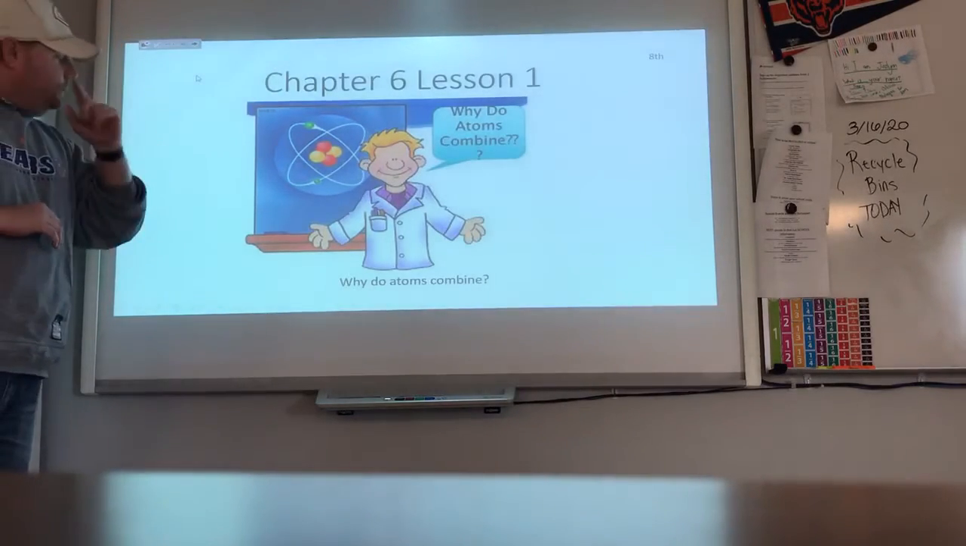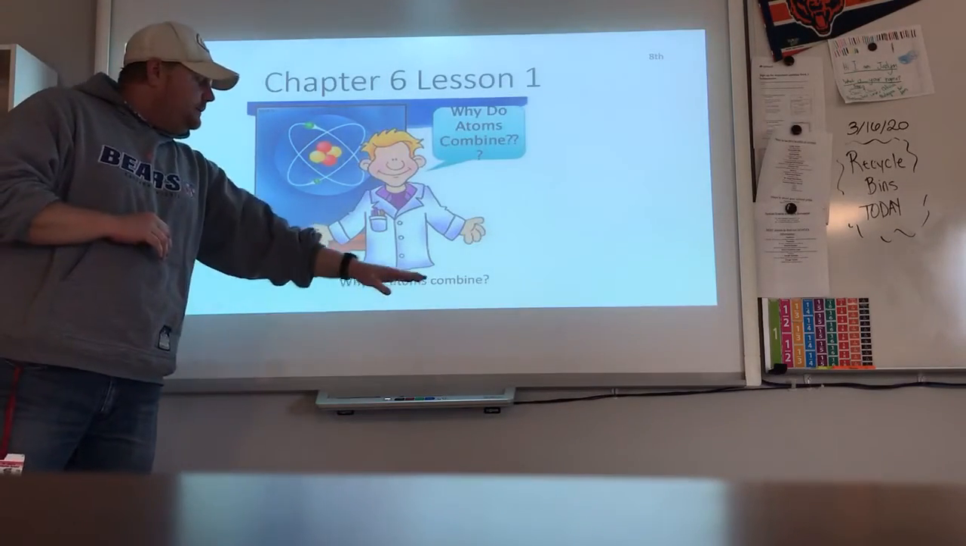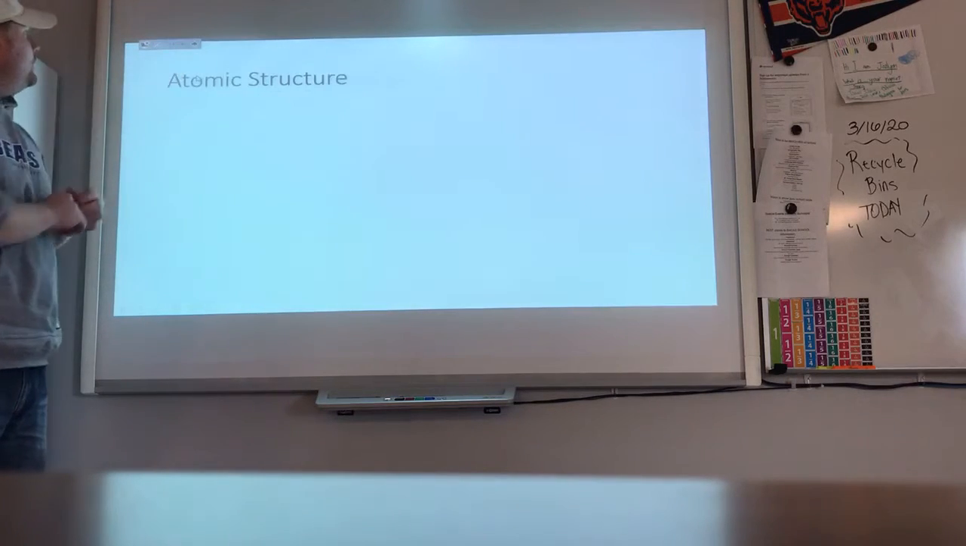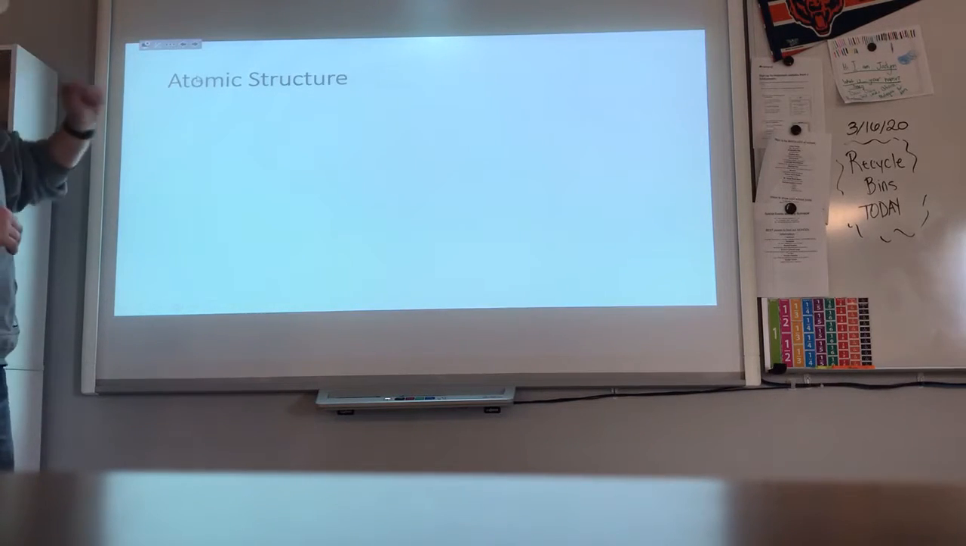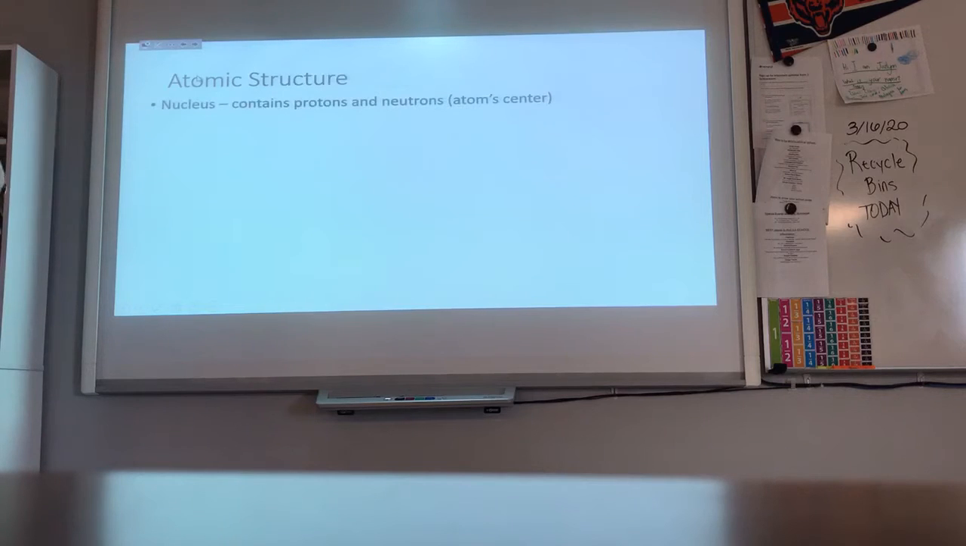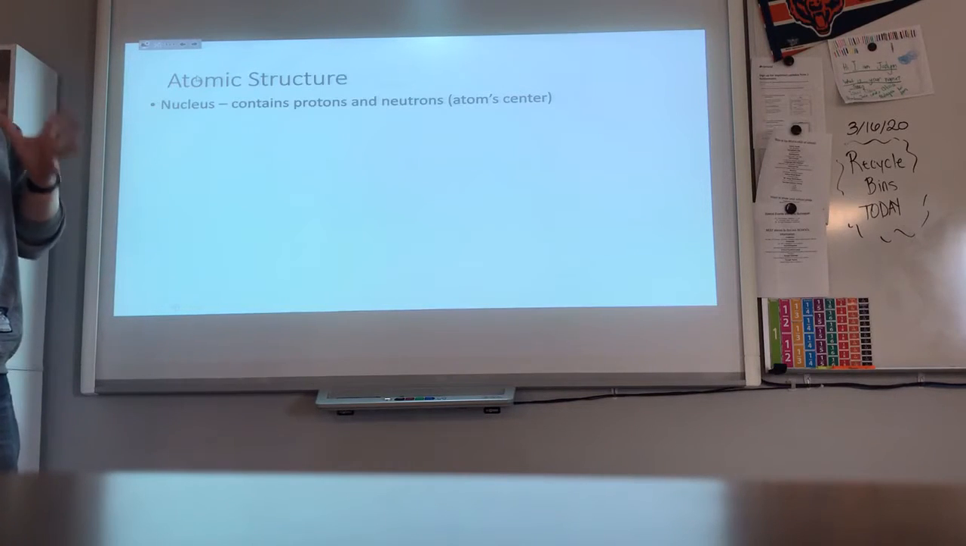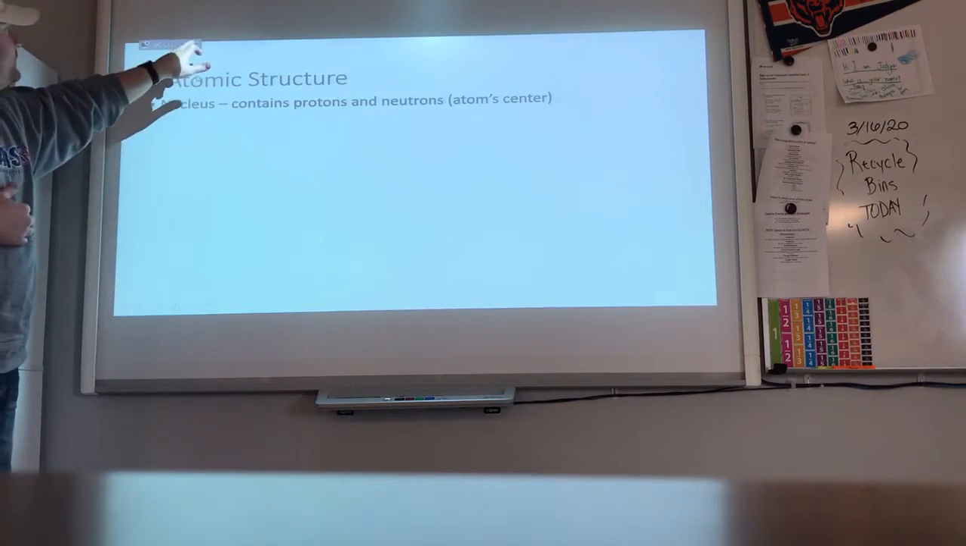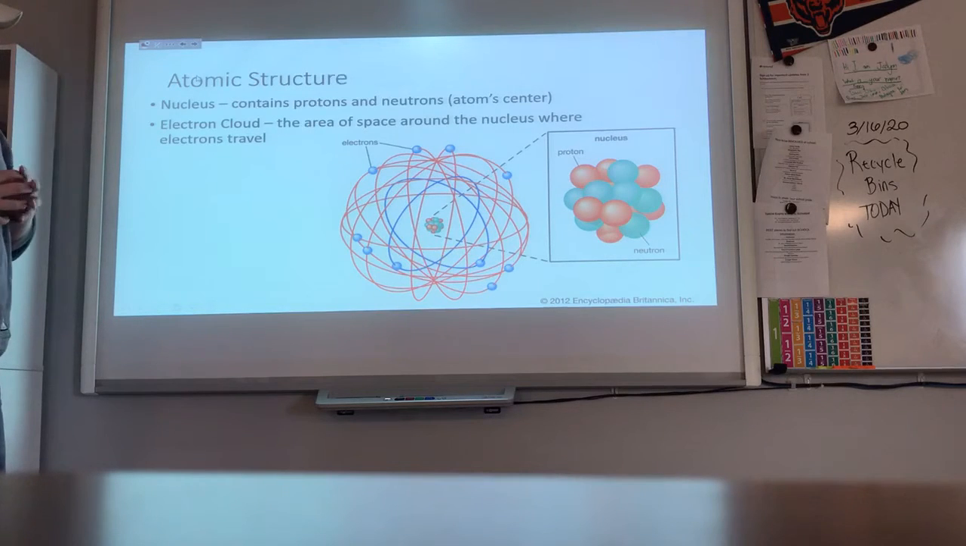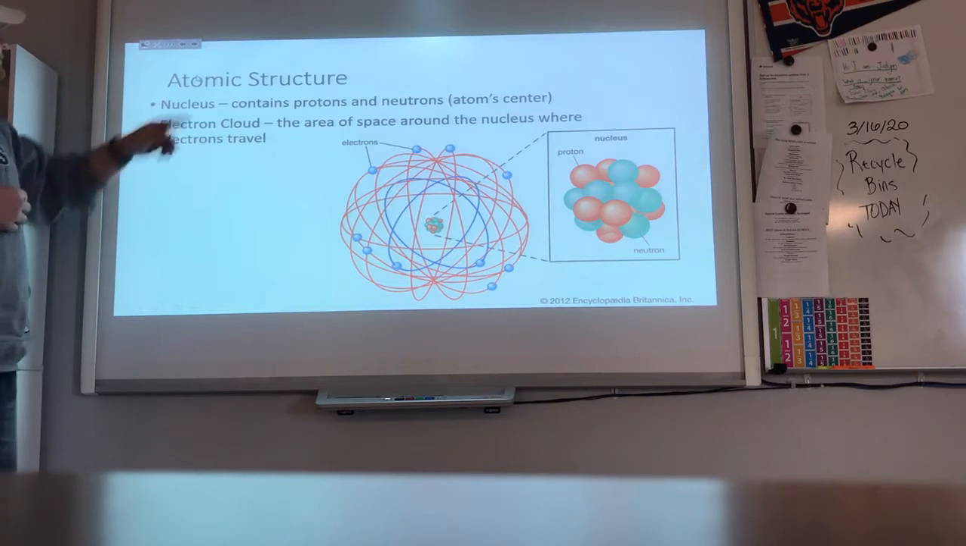Now, Chapter 6, Lesson 1. Why do atoms combine? Well, we look at the atomic structure of atoms, and we get some pretty general stuff that we probably should already know. The nucleus contains the protons and the neutrons. That's the atom's center, or the center of the entire atom. Then we have the electron cloud. That's the area of space around the nucleus where electrons travel. They define it as this area because we can't pinpoint where any one specific electron is.